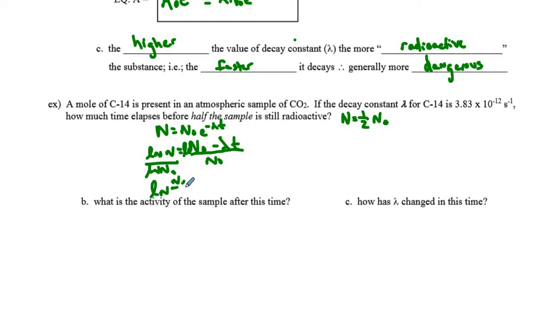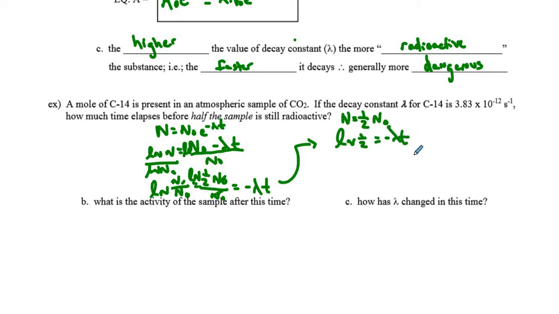Then what I get is the natural log of N over N naught. We're going to make the substitution that the number of nucleons left is 1/2 of N naught. So we get 1/2 of N naught over N naught, and you can see that those cancel out. The natural log in front of it is equal to minus lambda t. So I have the natural log of 1/2 is equal to minus lambda t.